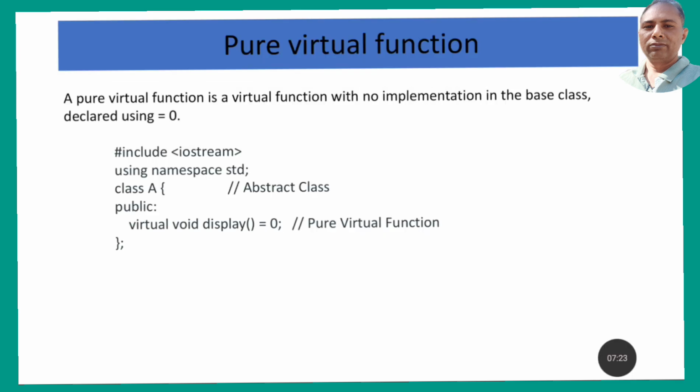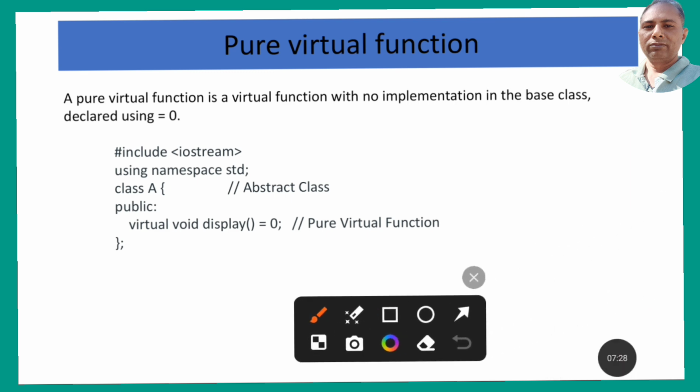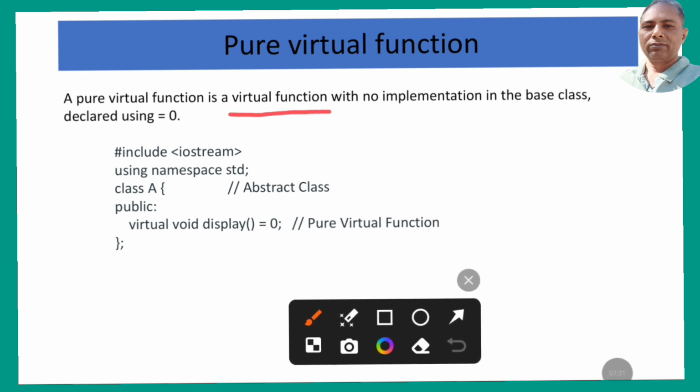Now what is the meaning of pure virtual function? A pure virtual function means we use the keyword virtual in the base class with no implementation. We are not defining that function in the base class; we are only declaring it using equal to 0. If there is a virtual function which we are not defining in the base class, that is known as a pure virtual function. So how can we create this? We write equal to 0.